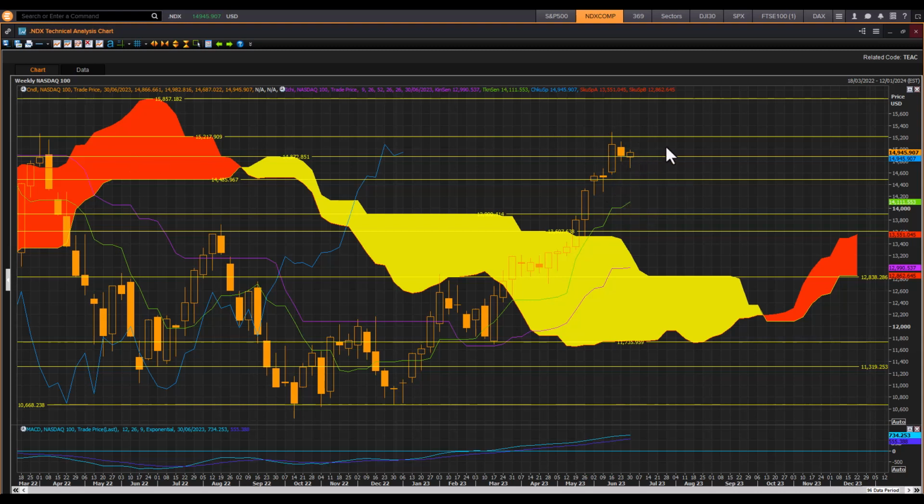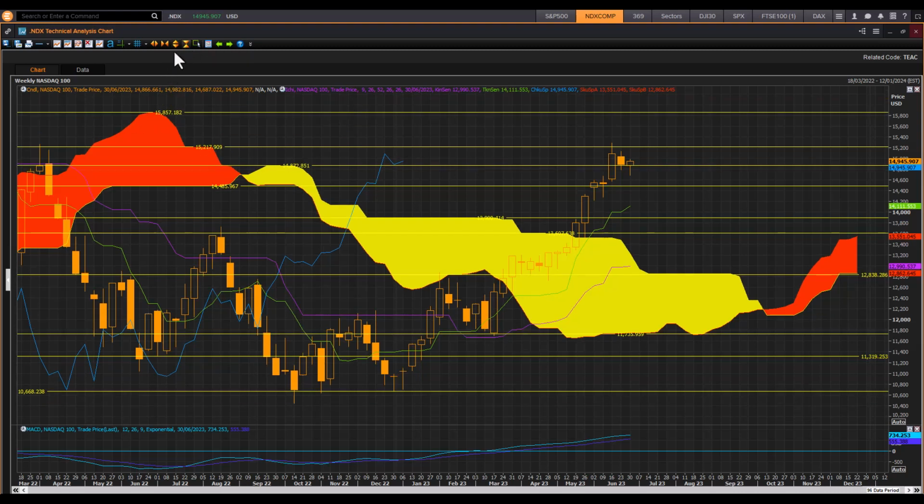Could see another test of it, this 15,217, to see how strong this resistance zone is, but these are the downside risk targets. The upside resistance target is 15,217 and 15,857 on the weekly Ichimoku.